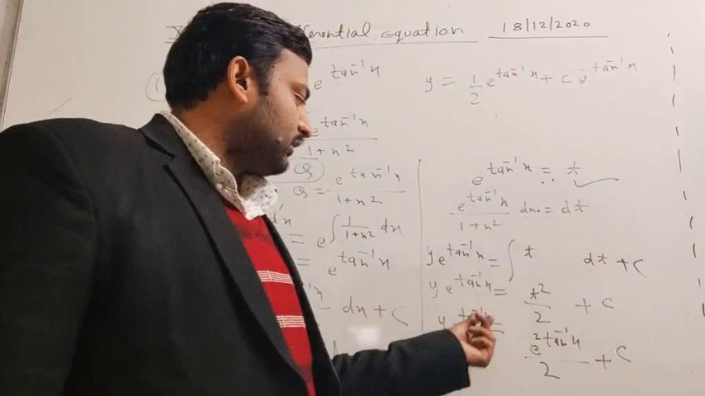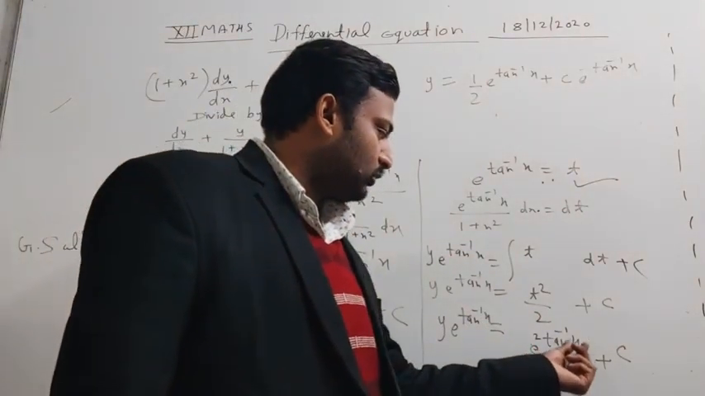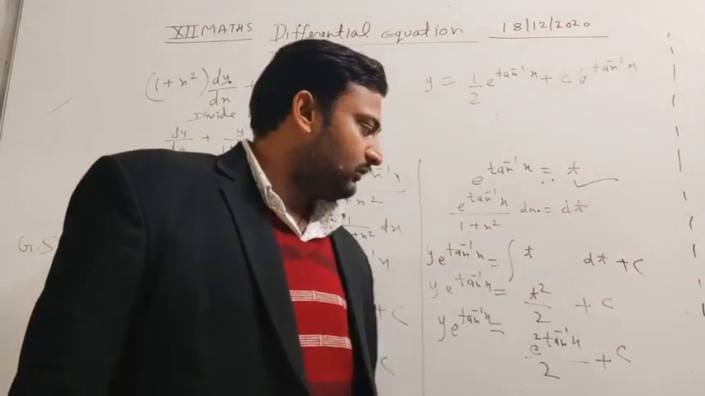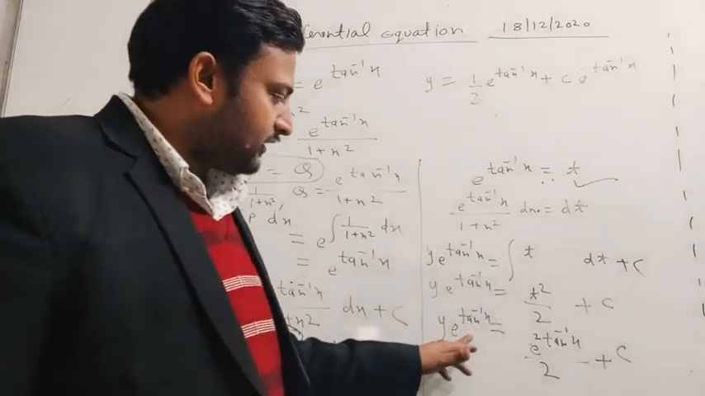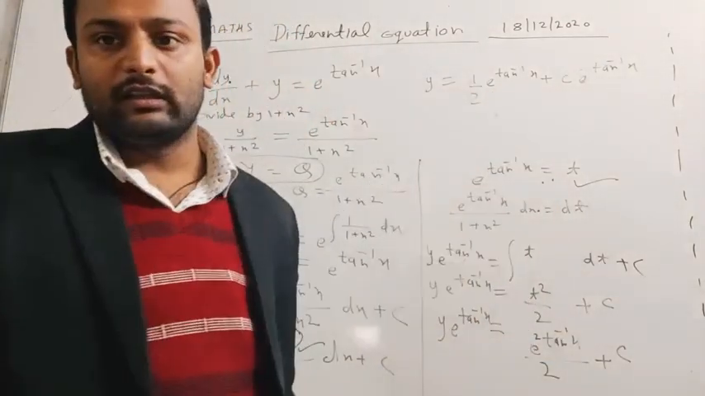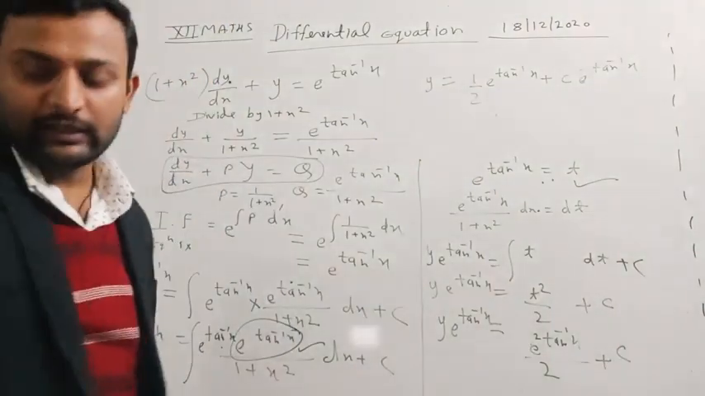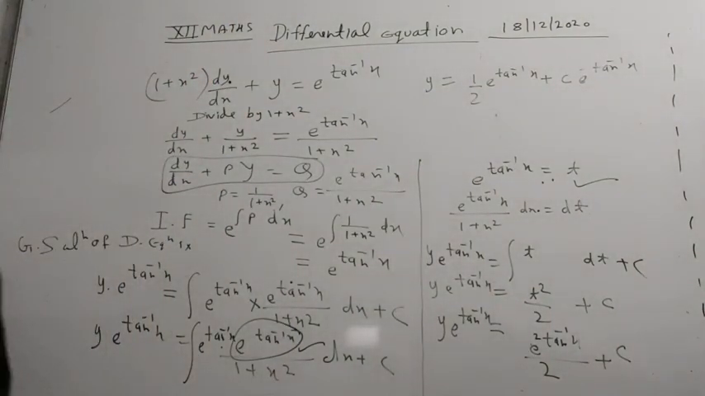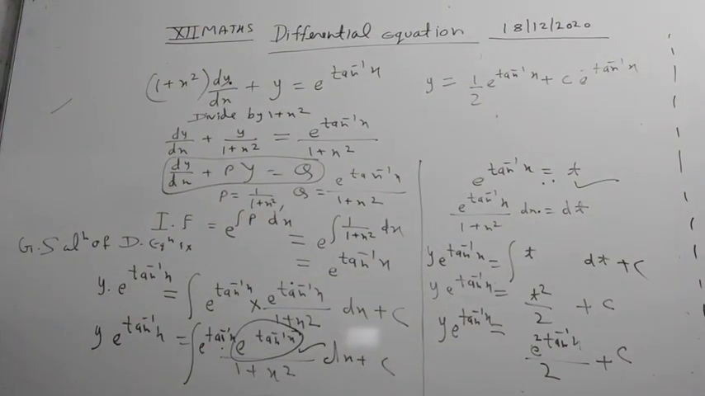So y e to the power tan inverse x equals e to the power 2 tan inverse x by 2 plus c, and now send this e to the power tan inverse x to the right hand side, and we get our general solution of that differential equation. I hope you understand, friends. Now we take another question and solve it.